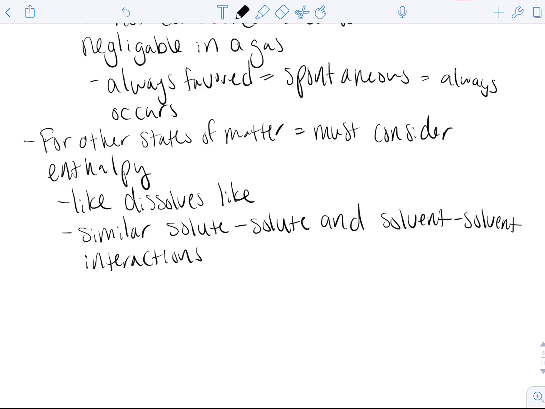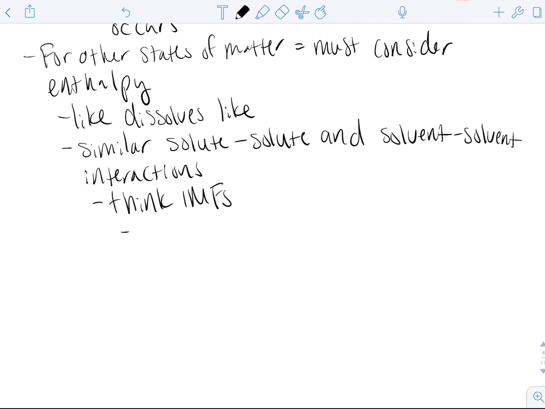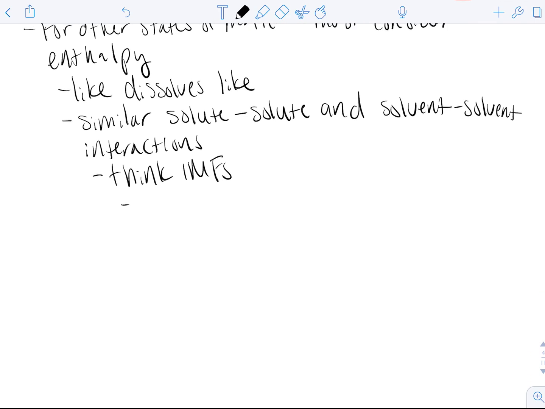Okay, so we think intermolecular forces. If we have two substances, if our solute has strong intermolecular forces, or if our solvent has strong intermolecular forces, our solution will have strong intermolecular forces. So that all makes sense. If we have weak intermolecular forces in our solute and weak intermolecular forces in our solvent, our solution will have weak intermolecular forces, so everything will balance out energetically.